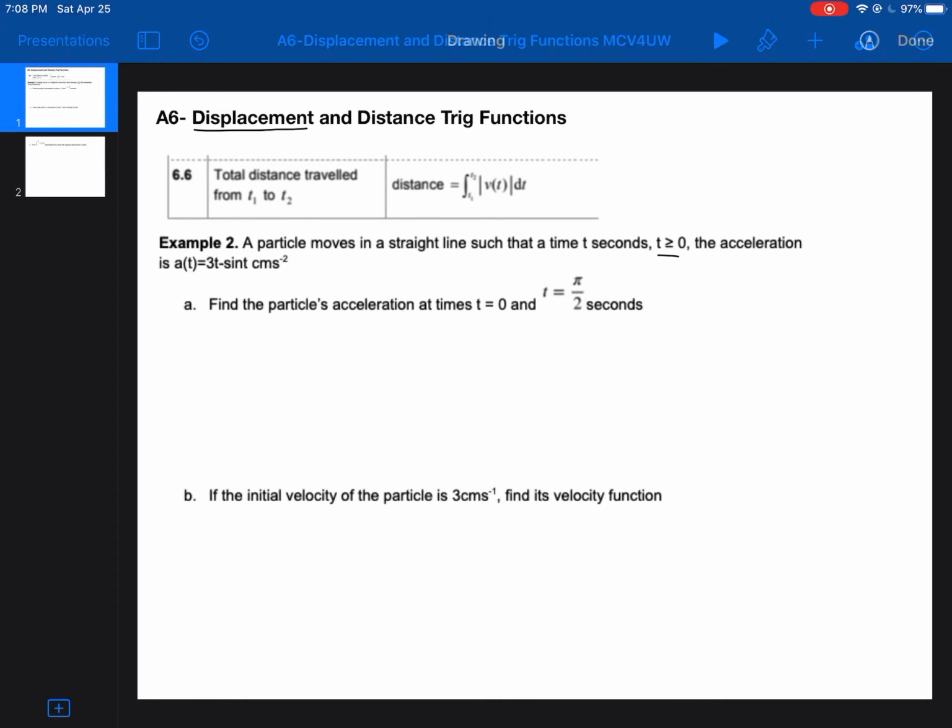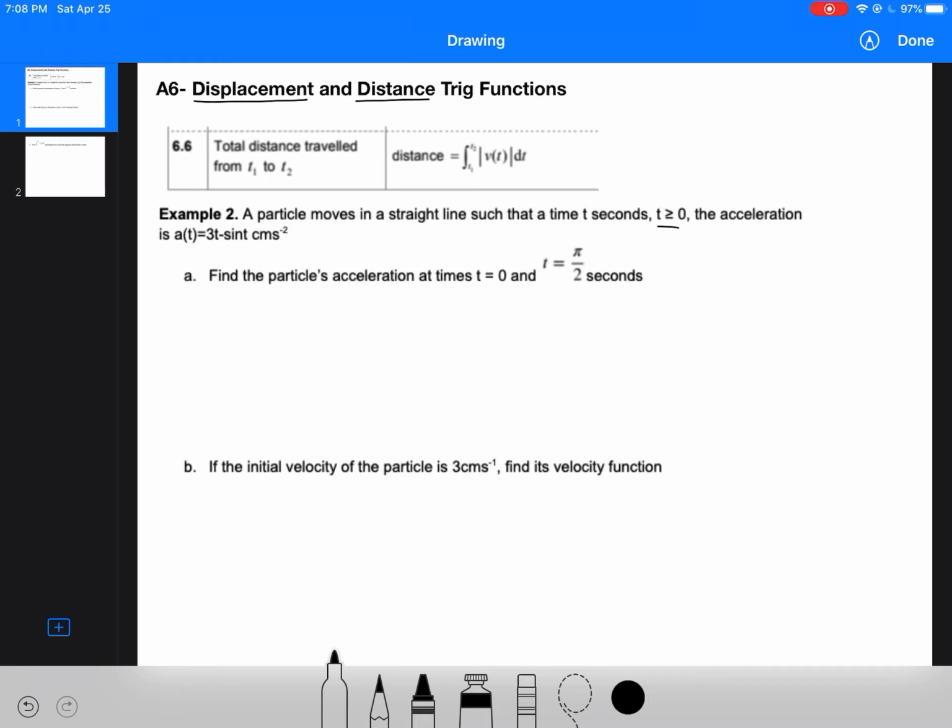This video is a reminder of how to calculate the displacement and distance using integrals with a trig function as an example. In your formula book, if you were using it for your exam, you would have this formula for the total distance traveled from t1 to t2. Remember, displacement would be the same integral without the absolute value symbols.